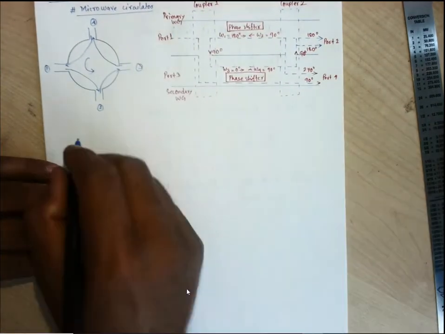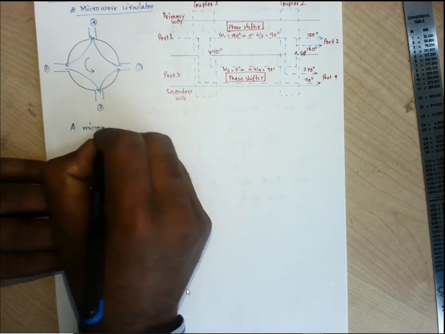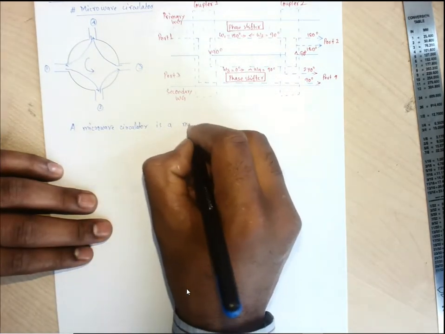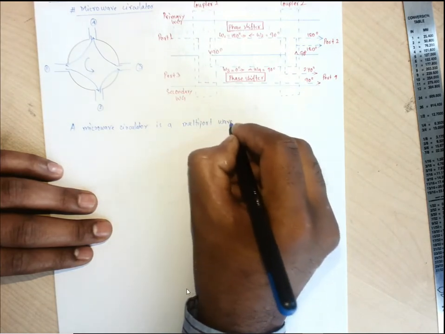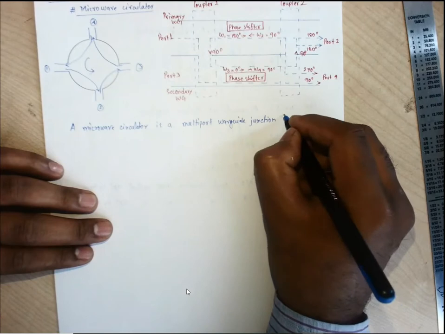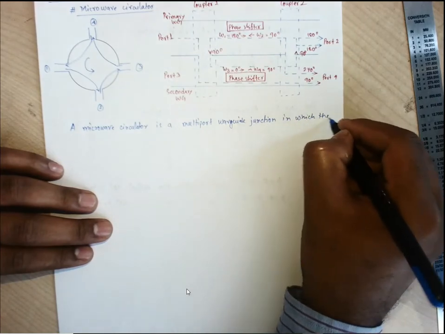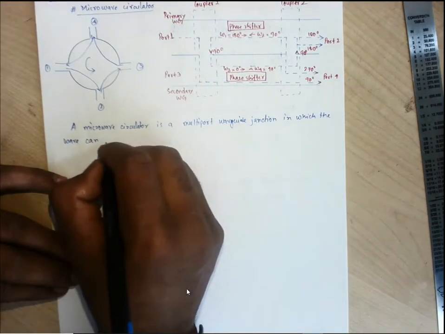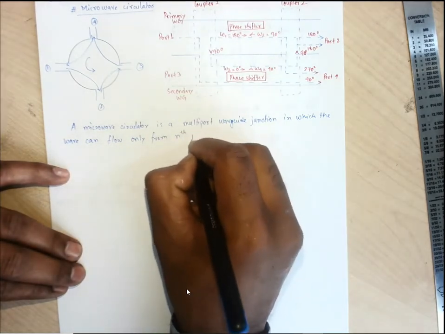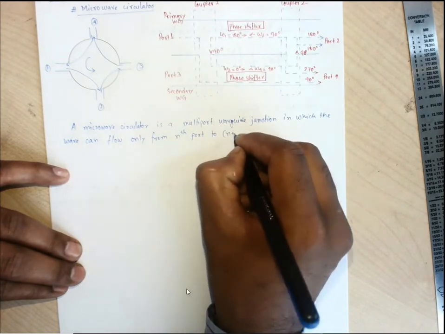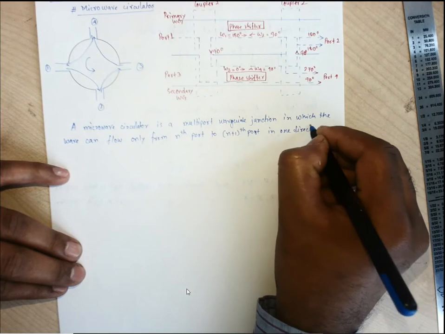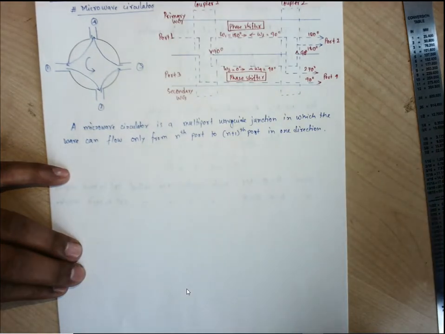What this circulator basically is: a microwave circulator is a multi-port waveguide junction in which the wave can flow or travel only from nth port to n plus 1th port in one direction. Okay.